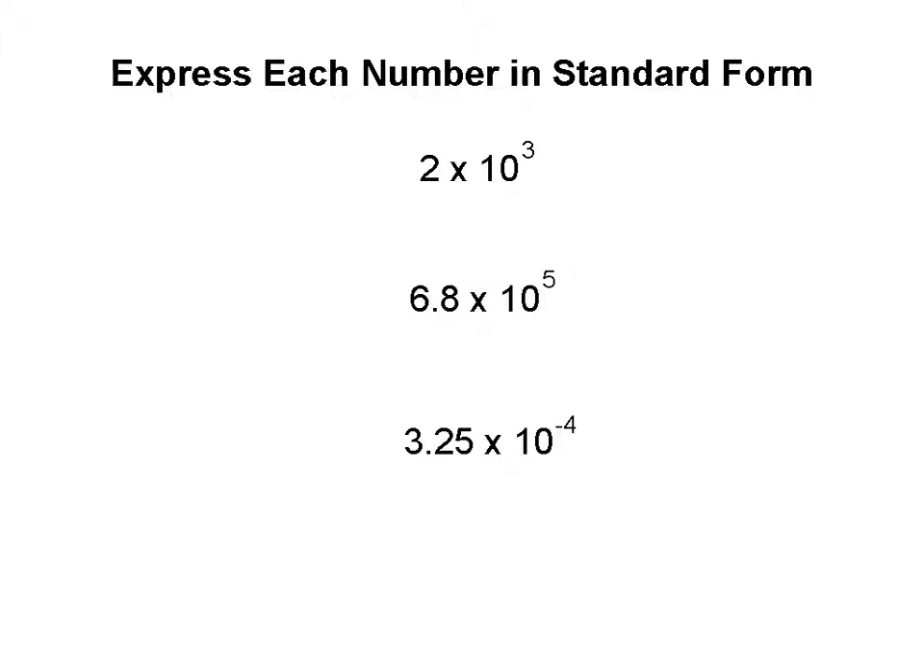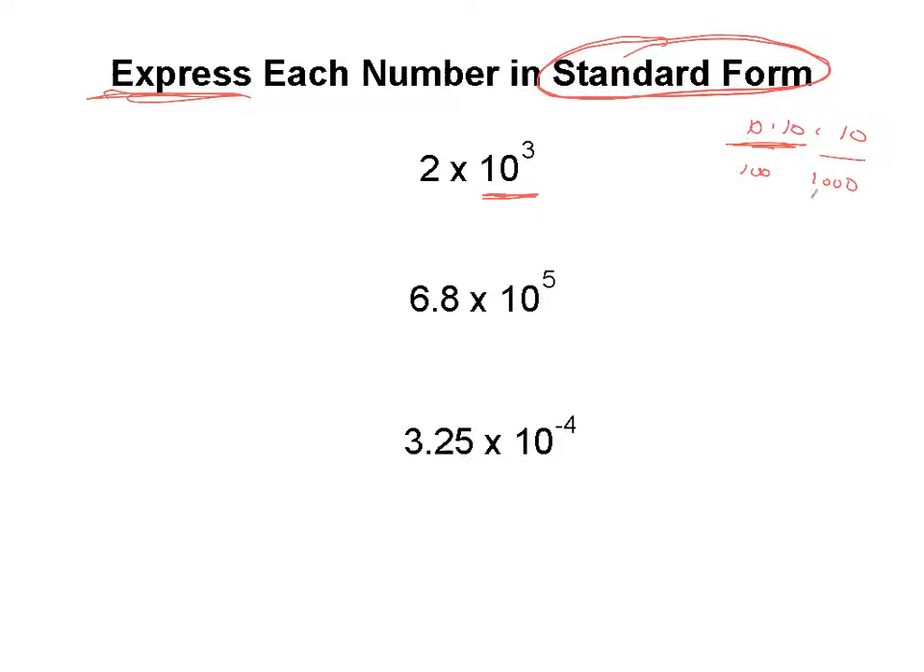So here we go. The first thing they're going to want you to do is to express, that's a fancy way of saying write, each number in standard form, okay? And so standard form means the way a normal number looks. So 10 to the third power, you know, would be 10 times 10 times 10, right? 10 times 10 is 100. 100 times 10 is 1,000, right? And so really we're taking 2 times 1,000. So in other words, we'd get 2,000, right?